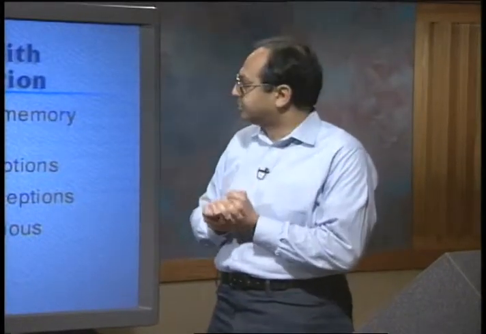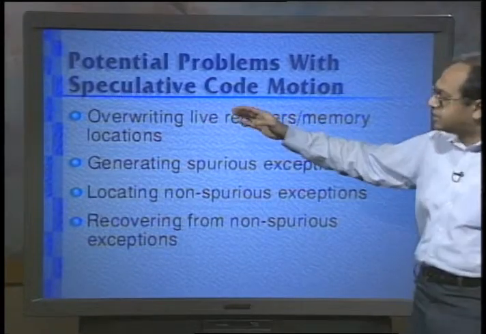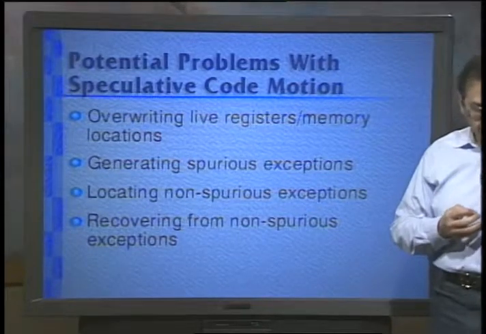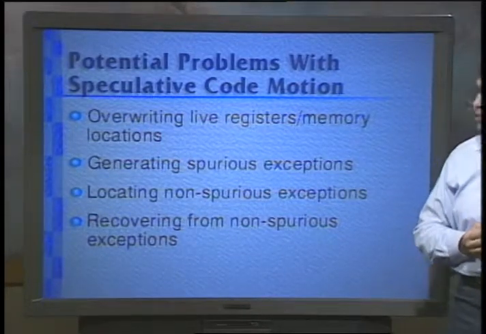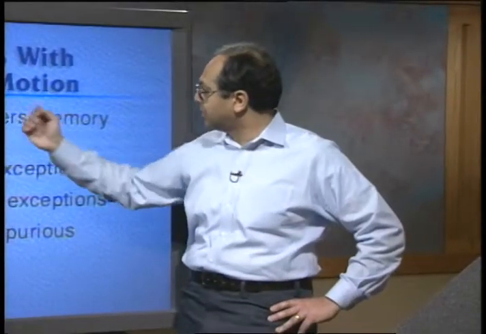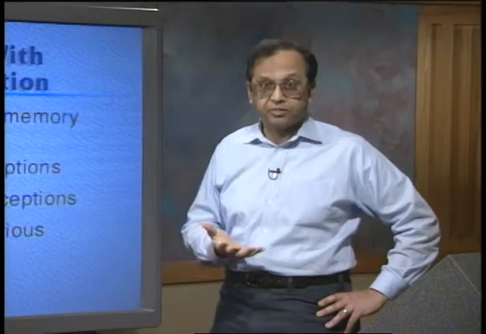Now there are some potential problems with speculative execution or speculative code motion. One is that since we'll be executing this operation in situations where it should not have been executed, there's the danger that it will override either a register result or a memory location, which it should not have overwritten, because in fact it should not have been executed at all.